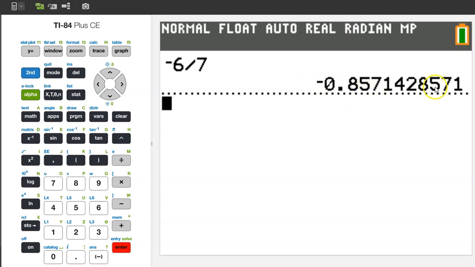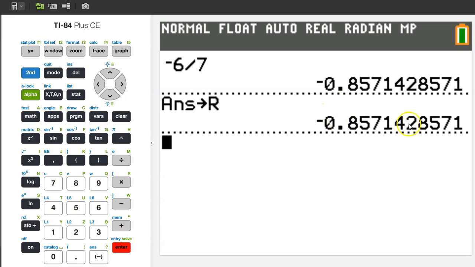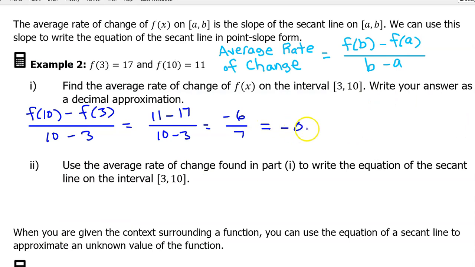Let's store all of the decimals into a letter on this calculator for later use. Let's use letter R for rate. You can just hit the store button and then alpha and pick letter R and hit enter. So if we need this value later, we can just use the letter R to capture all of the decimals so we don't have a rounding error. Negative 0.857. And let's go ahead and define this as R so we can use this in our calculations.